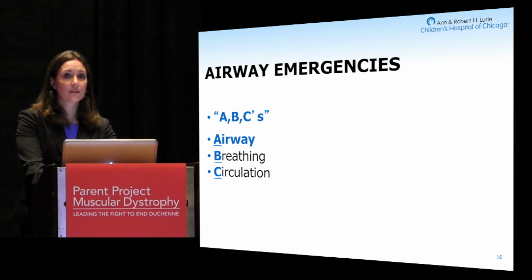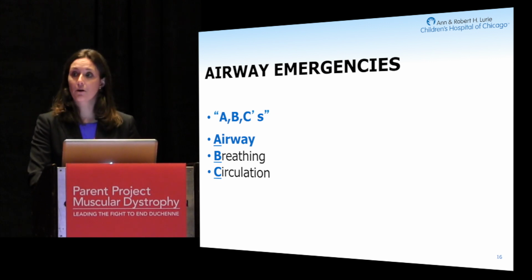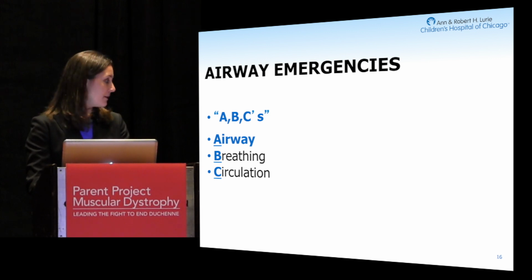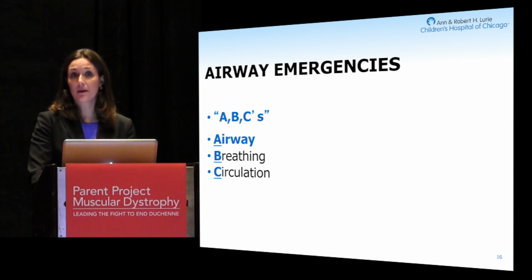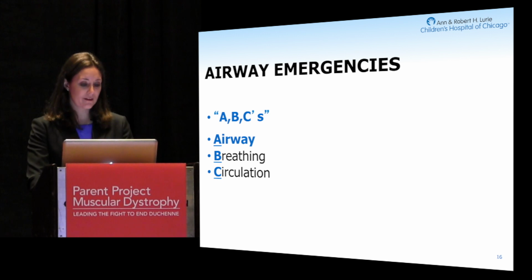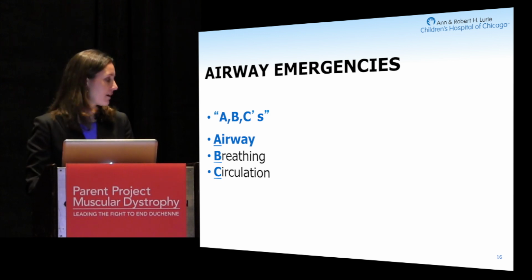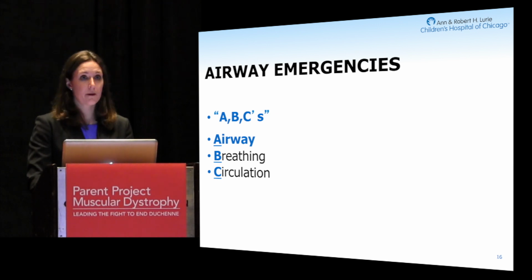All right, so we're going to switch gears for the last few minutes here and just talk a little bit about airway emergencies. For anybody in the room who's learned CPR, we used to be taught ABCs. The American Heart Association may tell you it's CAB, but airway, breathing, circulation. I would argue in somebody with Duchenne muscular dystrophy, the airway is still one of the most critical things to think about in more of an acute situation.